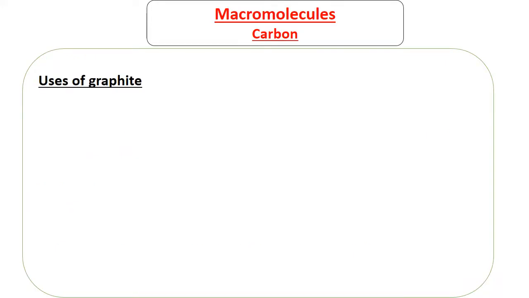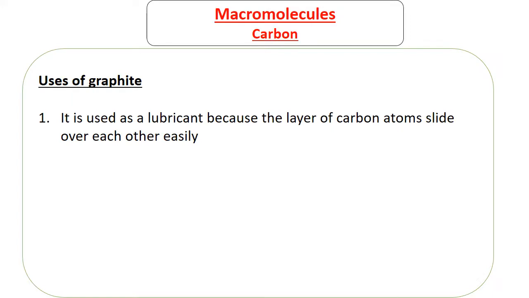Here are some uses of graphite. First, it is used as a lubricant because the layer of carbon atoms slide over each other easily. 2. It is used as an electrode in electrolysis. So we're going to study a process called electrolysis, and it's just a process of breaking water apart into hydrogen and oxygen. So in that process, we use graphite as an electrode.